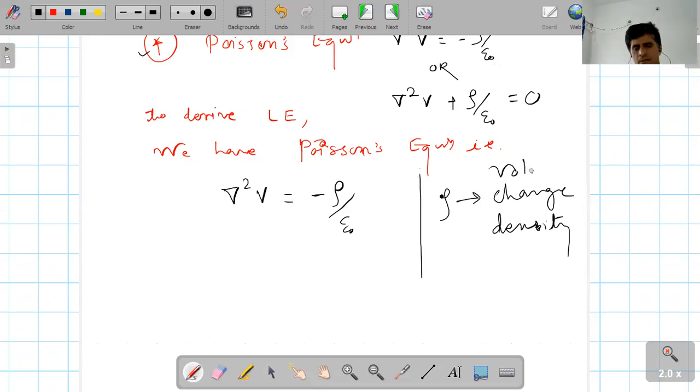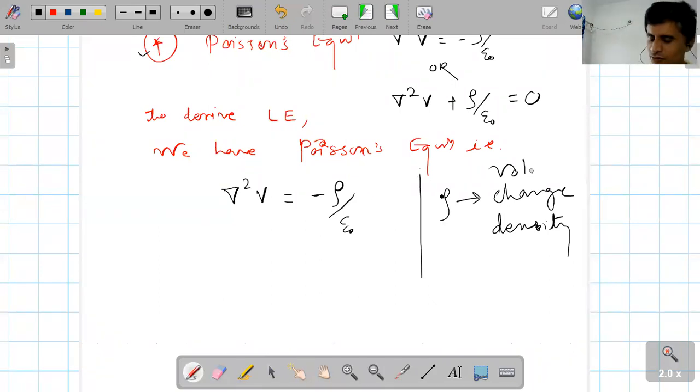Now, dear student, to state or to derive the Laplace equation, you should select the case where there is no charge. Suppose there is no charge in your system, then what will be rho? Rho means charge density. It is 0. If there is no charge in your system, therefore we can say that rho is equal to 0.